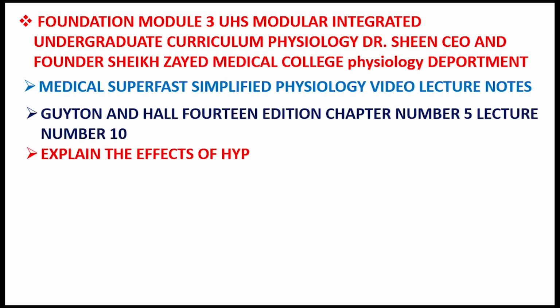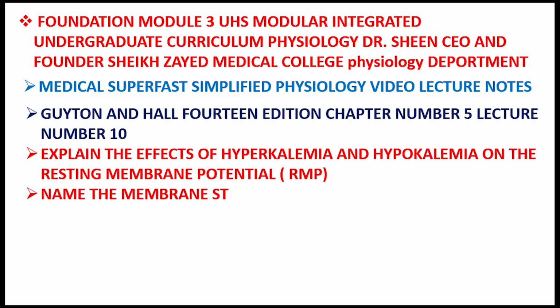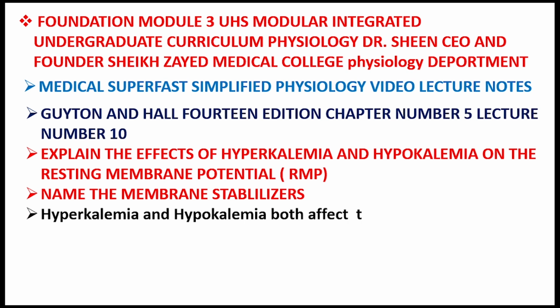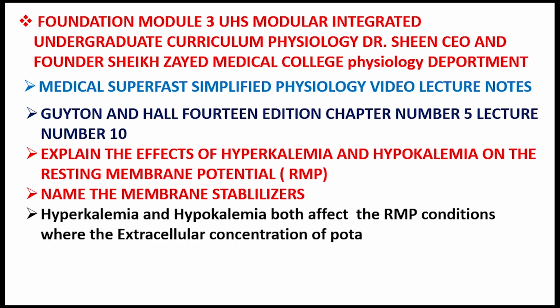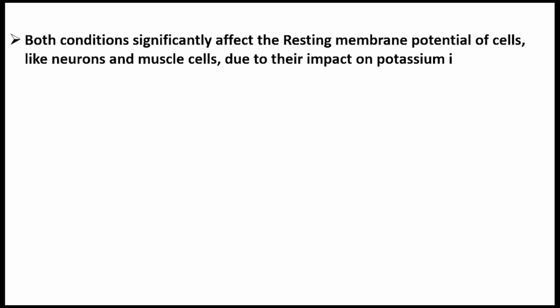Explain the effects of hyperkalemia and hypokalemia on the resting membrane potential, RMP. Name the membrane stabilizers. Hyperkalemia and hypokalemia both affect the RMP. They are conditions where the extracellular concentration of potassium ions is abnormally high or low, respectively. Both conditions significantly affect the resting membrane potential of cells, like neurons and muscle cells, due to their impact on potassium ion, K+, gradients across the cell membrane.